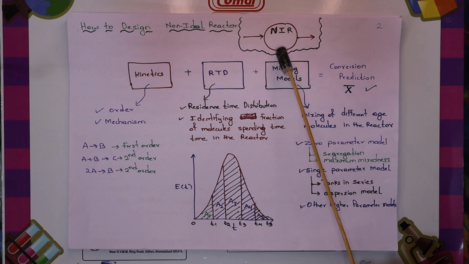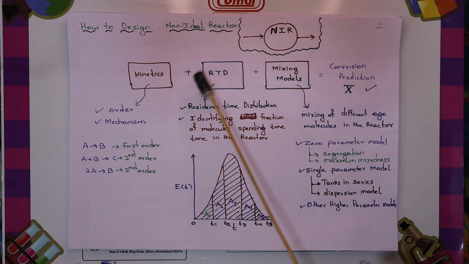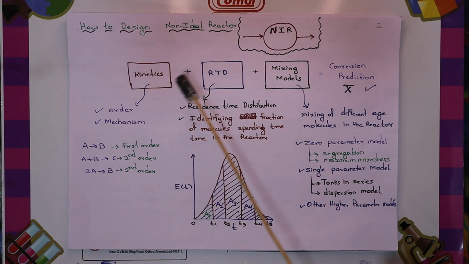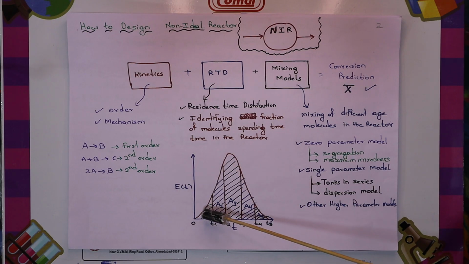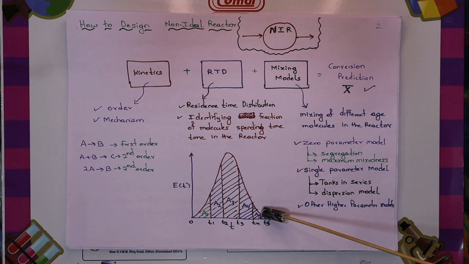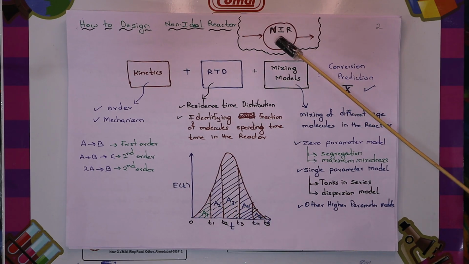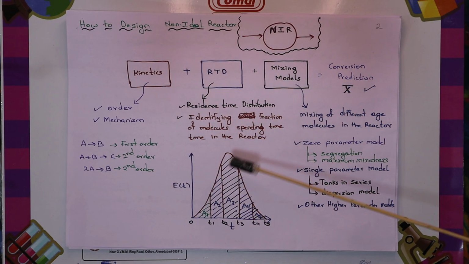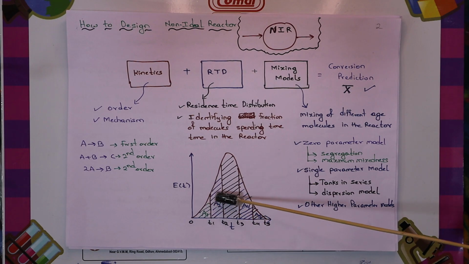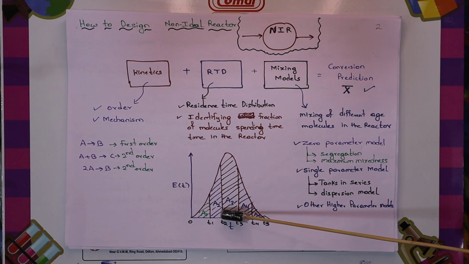To design the non-ideal reactor, we need these three pieces of information: kinetics, RTD, and mixing models. Through RTD, we can find out the time spent by the molecules in this non-ideal reactor. But the thing which we don't know is how different fractions of molecules mix with each other.